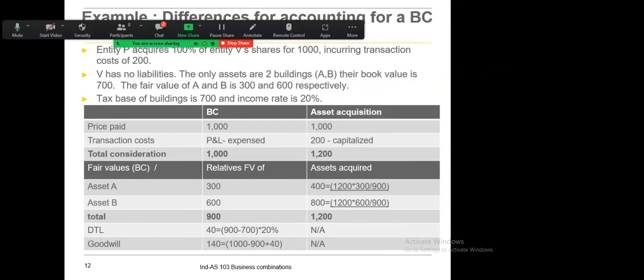So this is how this business combination accounting will be done. We need to take into consideration the fair value of the assets and compare it with your purchase consideration. The difference would be accounted for as your goodwill or your bargain purchase gain. But under the asset acquisition method, there is no goodwill or bargain purchase gain. We need to directly divide the consideration that we are paying into the ratio of the fair value of the assets and the liabilities that you are acquiring. There will not be any goodwill or bargain purchase gain.